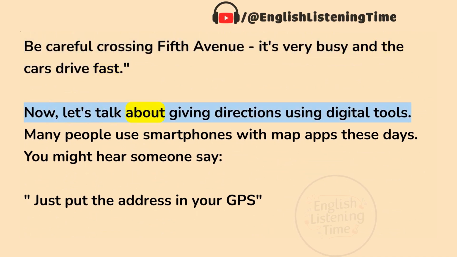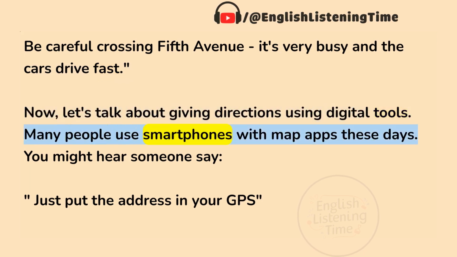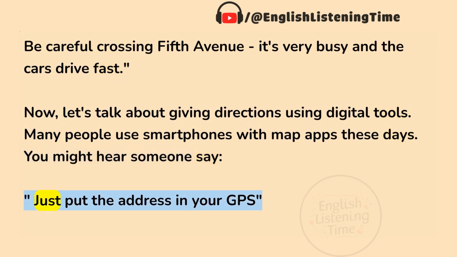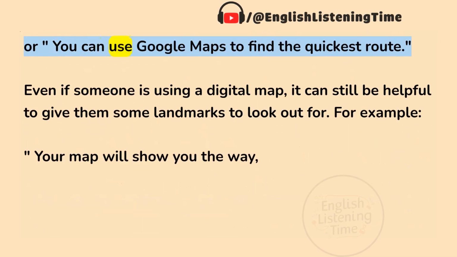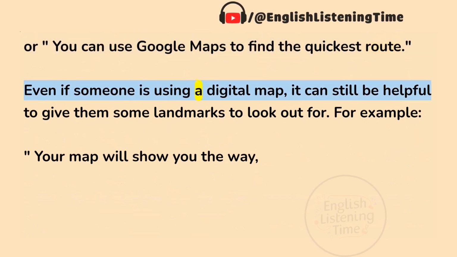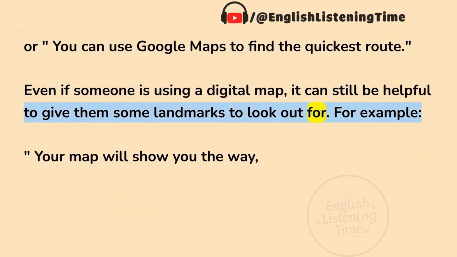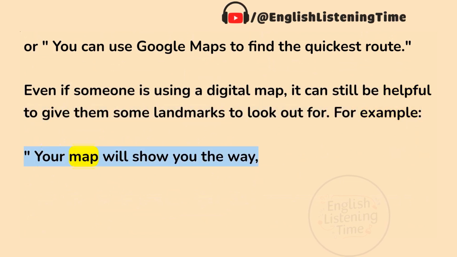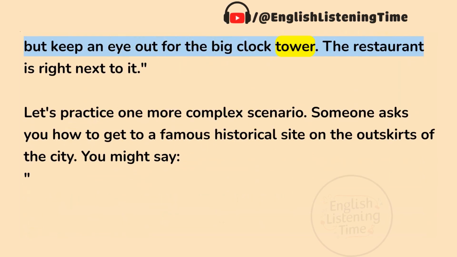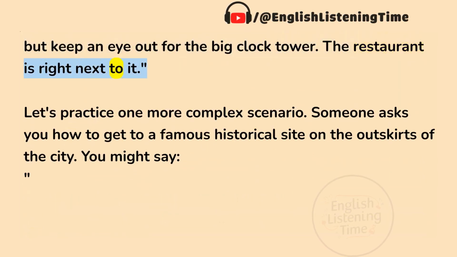Now, let's talk about giving directions using digital tools. Many people use smartphones with map apps these days. You might hear someone say, "Just put the address in your GPS." Or, "You can use Google Maps to find the quickest route." Even if someone is using a digital map, it can still be helpful to give them some landmarks to look out for. For example, your map will show you the way, but keep an eye out for the big clock tower. The restaurant is right next to it.